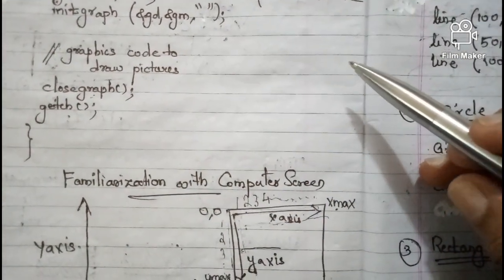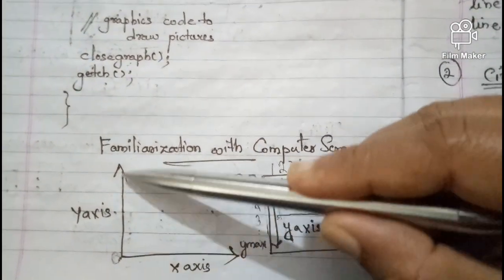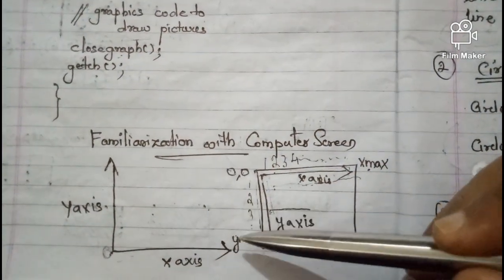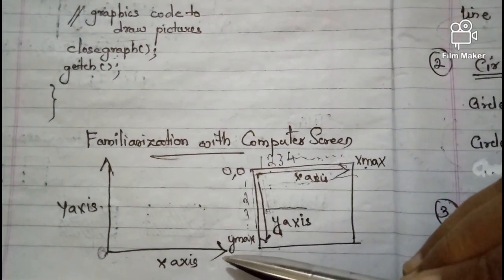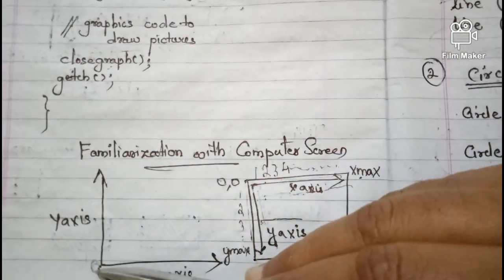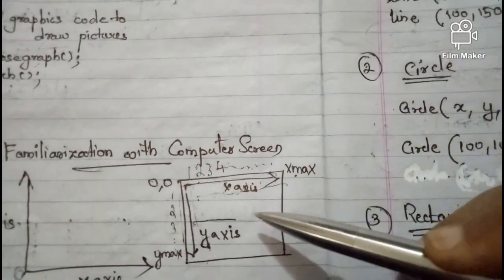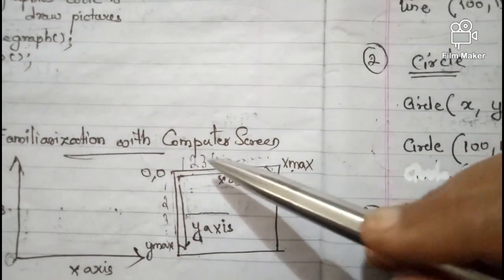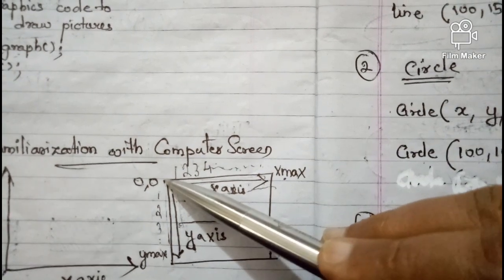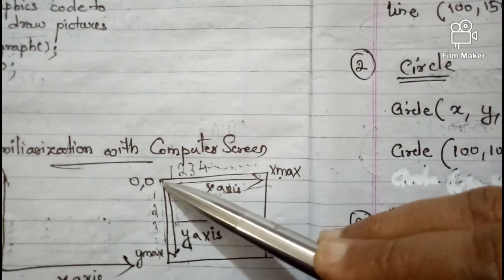Let me familiarize you all with the graphics computer screen. We all know that this is an XY coordinate axis, where the horizontal axis represents the x-axis and the vertical axis represents the y-axis. And this point is the origin. But when we move on to the computer screen, the origin of the computer screen is represented at this point. That is, the left top corner of the screen represents the origin of the coordinate system.